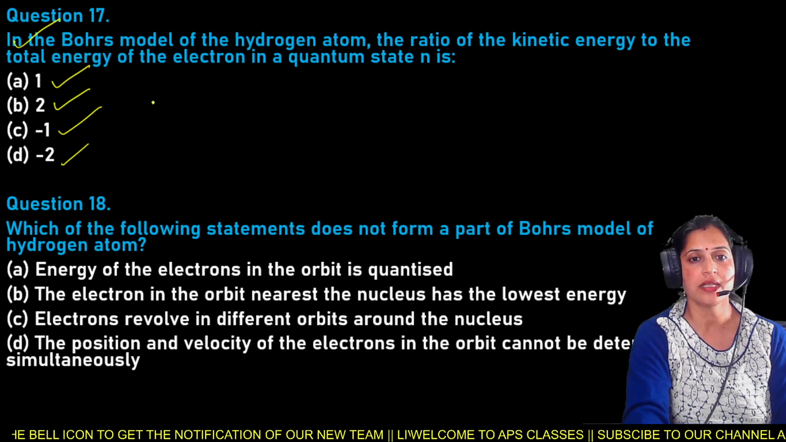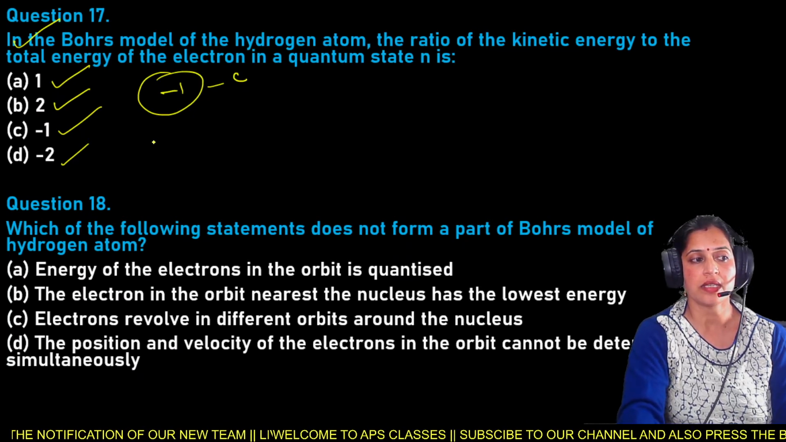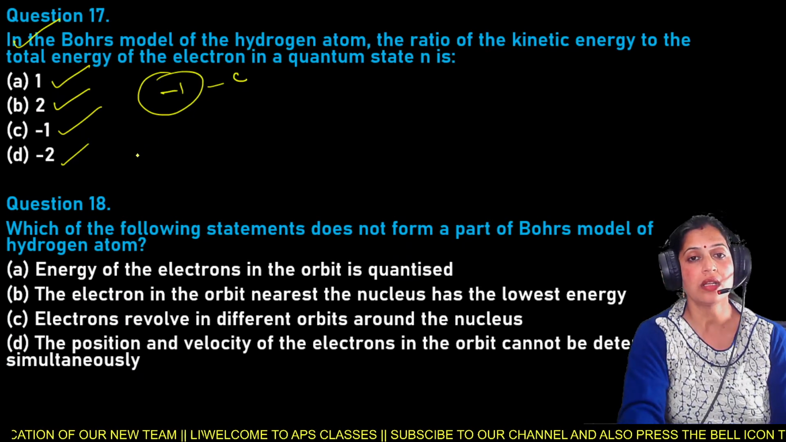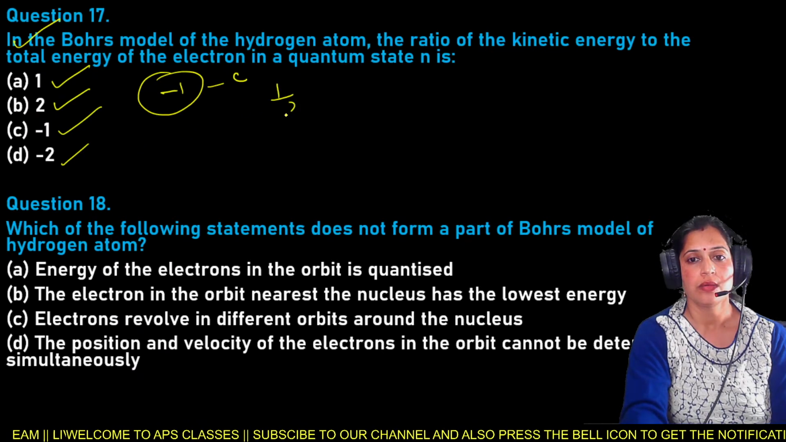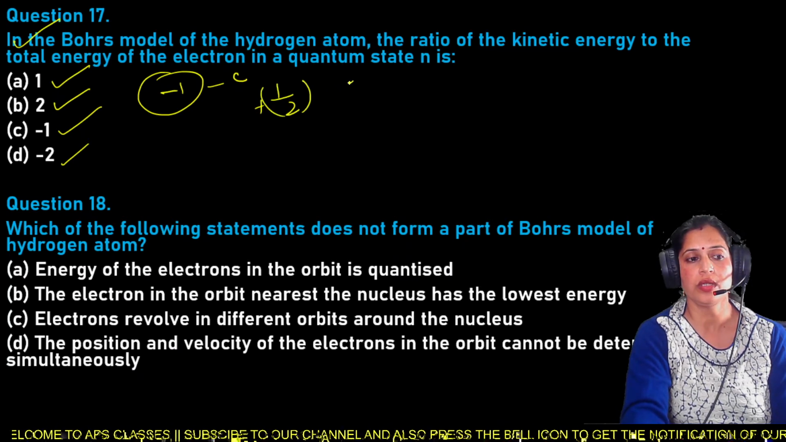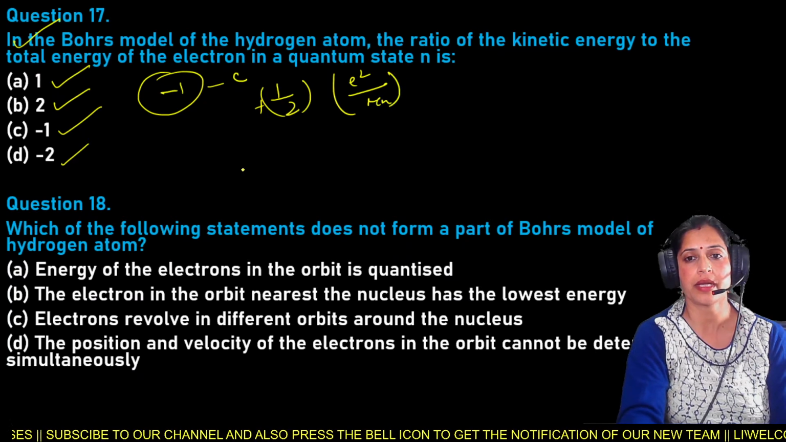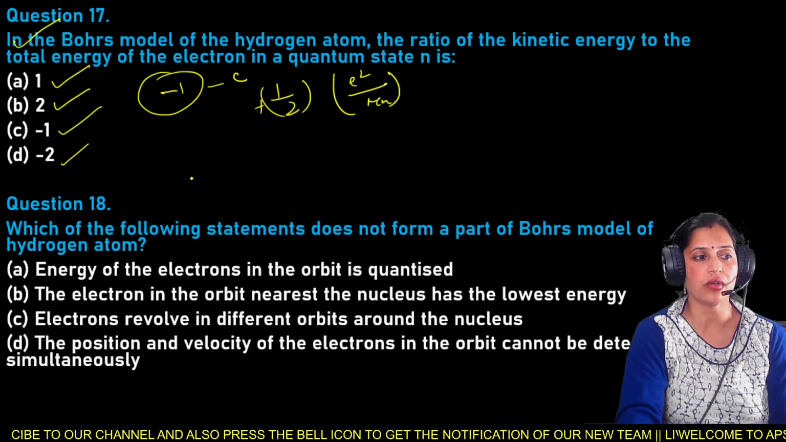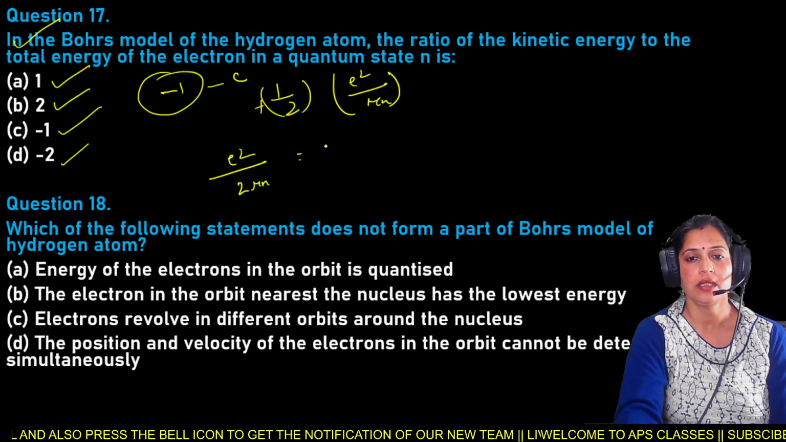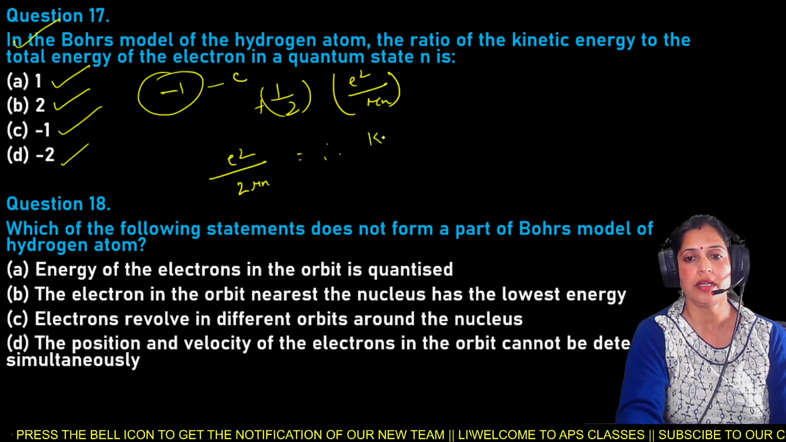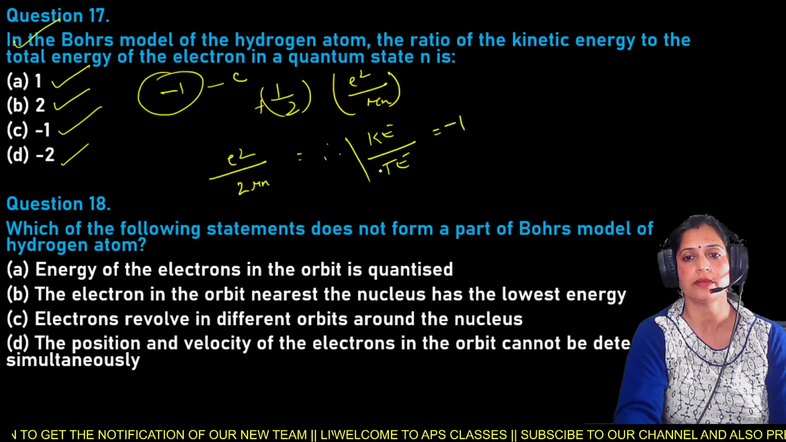So the right answer is minus 1. Option C is the right answer. As we know, in Bohr's model the kinetic energy of an electron in its orbit is plus 1/2 e square divided by r n. The total energy of the electron in an orbit is minus e square upon 2r n. Therefore, kinetic energy divided by total energy is equal to minus 1.